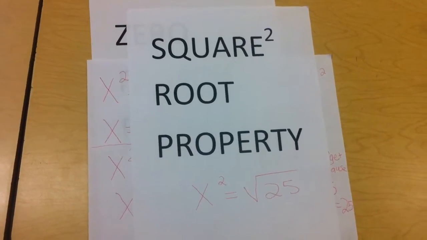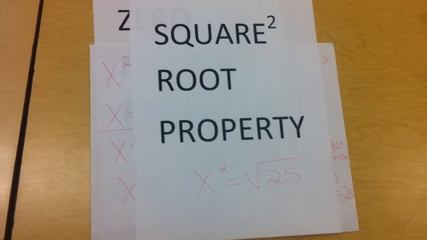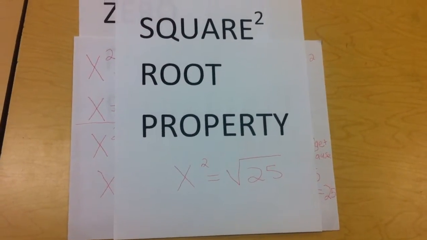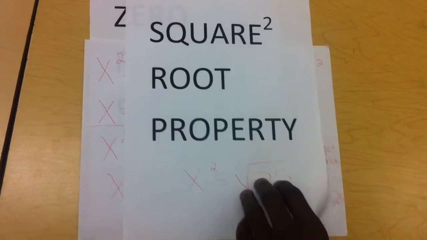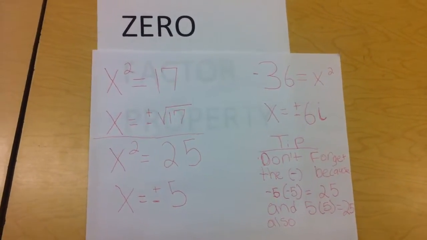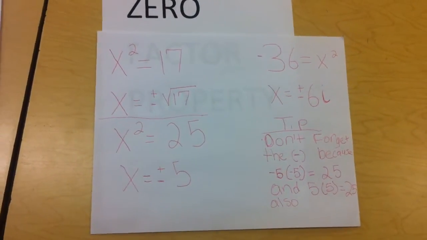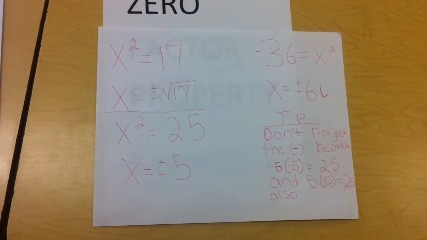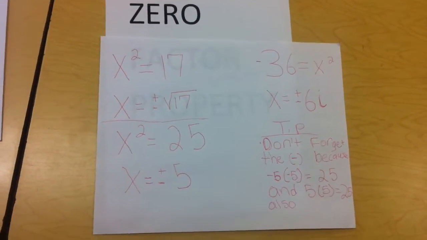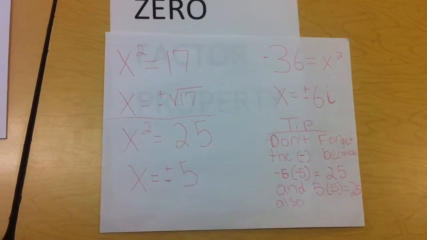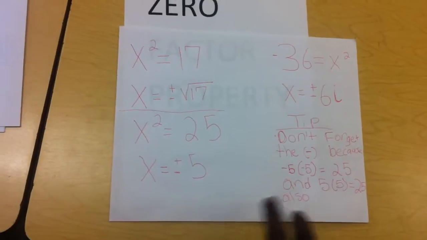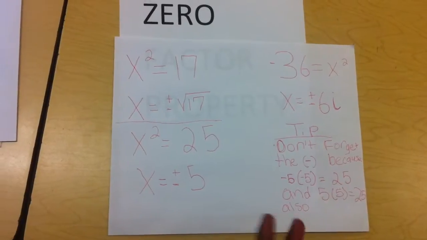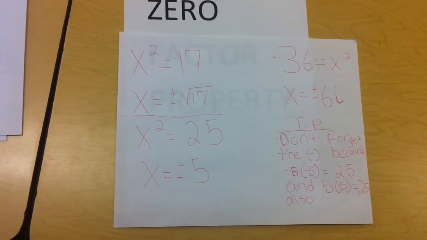Number one will be the square root property, where when we only have one squared variable, you can isolate it to one side and then take the square root of both sides. For example, you can do x squared equals 17, where x would equal plus or minus the square root of 17. Or you can do x squared equals 25, where x could equal plus or minus 5. You must remember that x can equal negative 5 or positive 5, because negative 5 times negative 5 equals 25, as well as 5 times 5 equals 25.